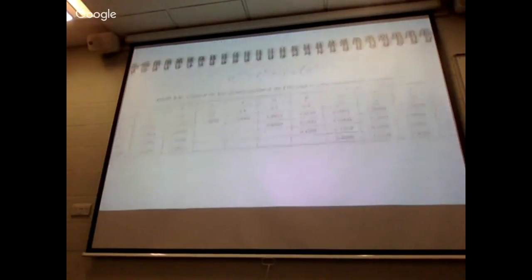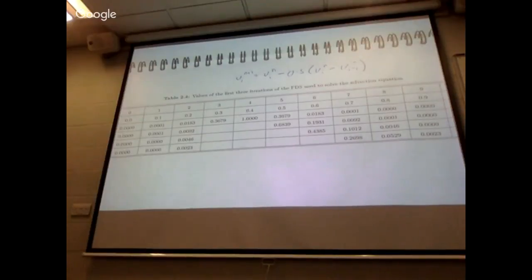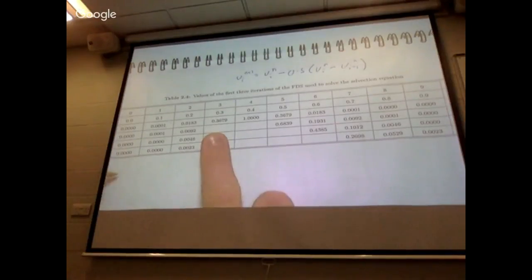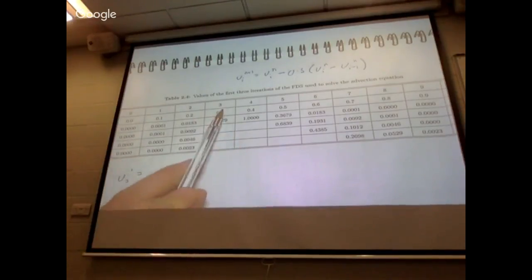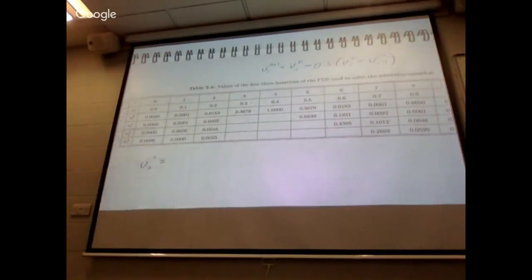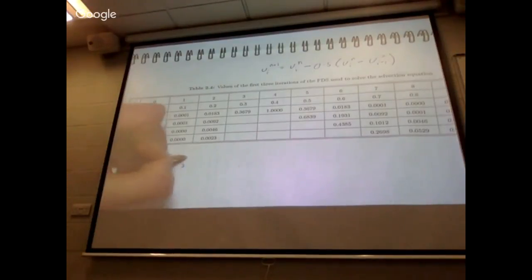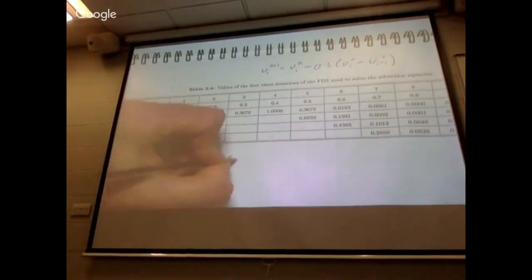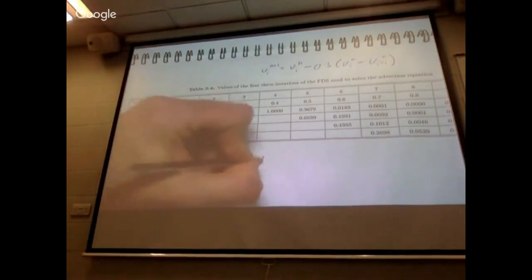Okay, so that was your scheme. So if I'm calculating this one here, that would be U3 1, because i is 3 and n is 1. That's going to be equal to U3 0 minus 0.5 U3 0 minus U2 0.